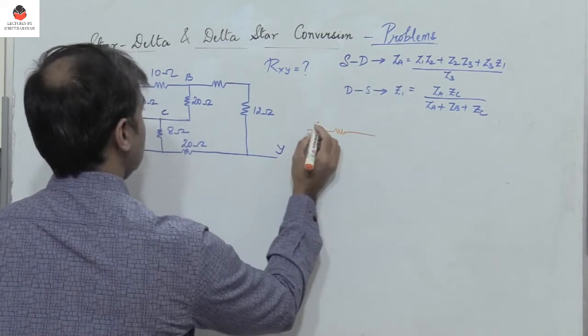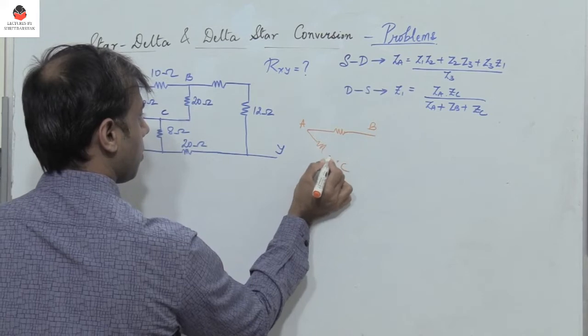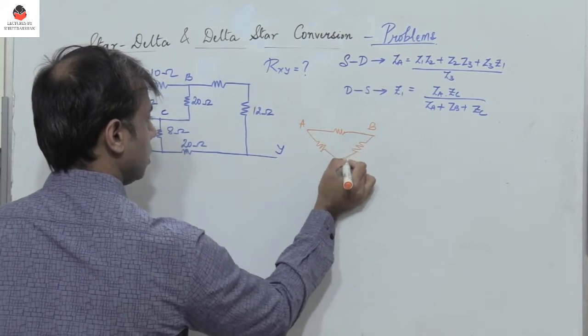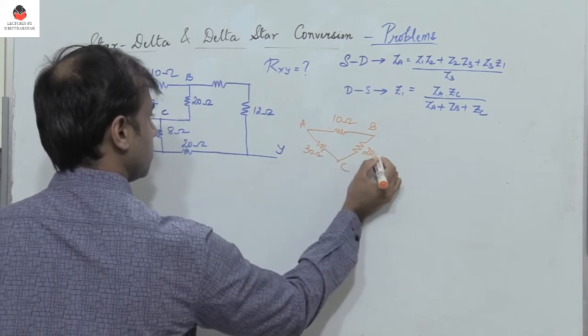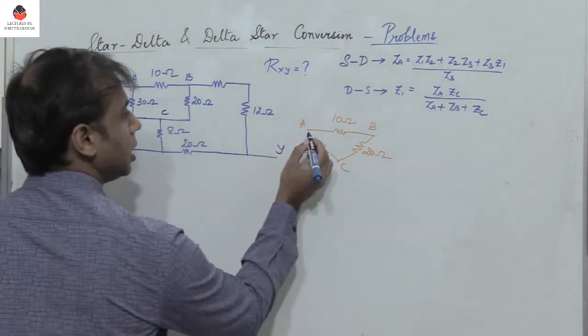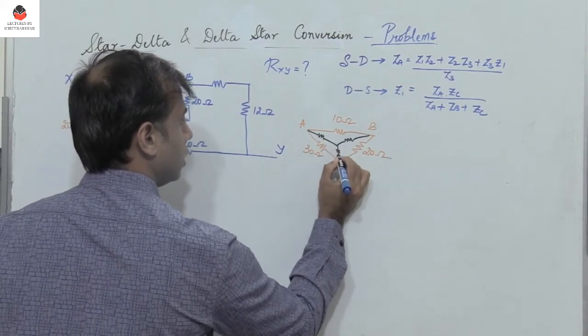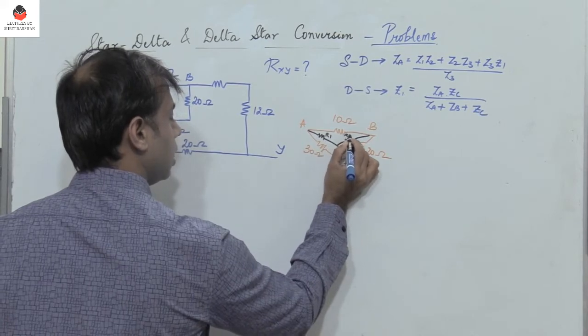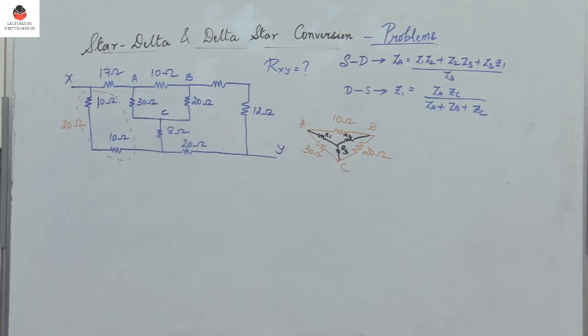So you have A, B, and then you have C. The resistors are given, which is 10, 30 and 20. Right? So observe that this is a delta network. I have to convert delta to star. So I have the three resistors R1, R2 and R3. Right? So delta to star. What is the conversion? I've just written the formula here.